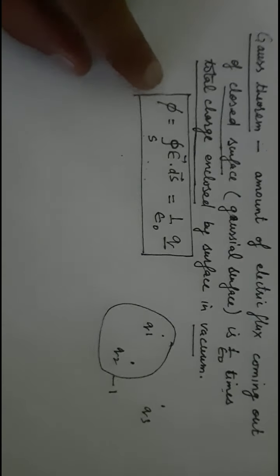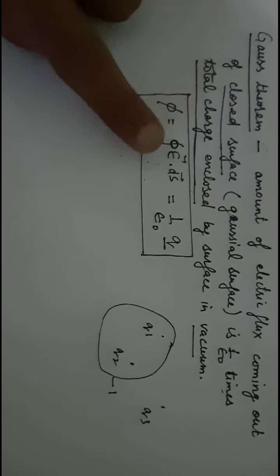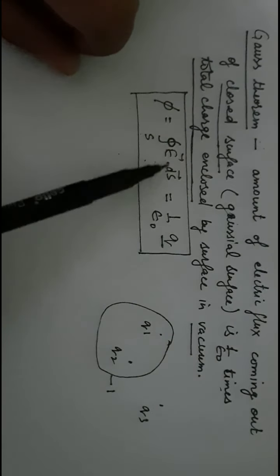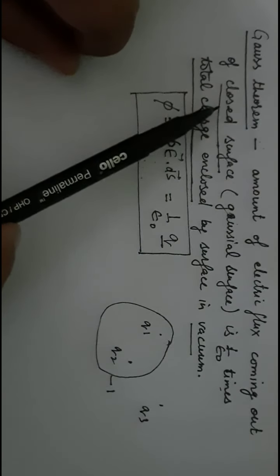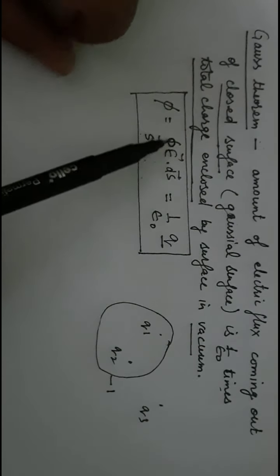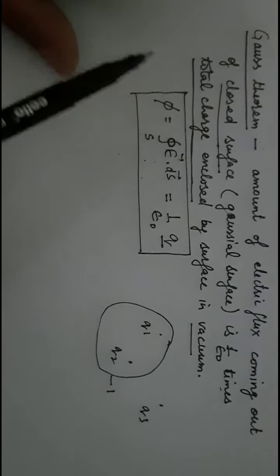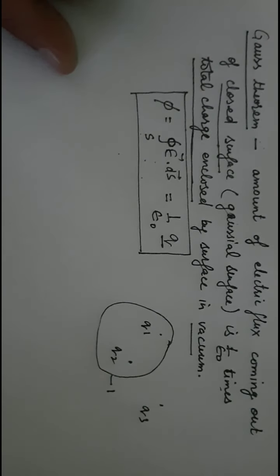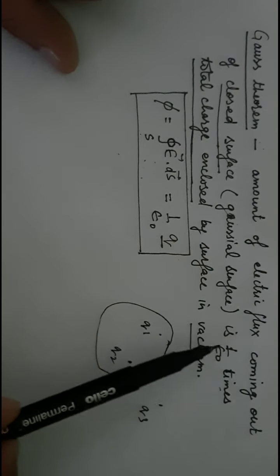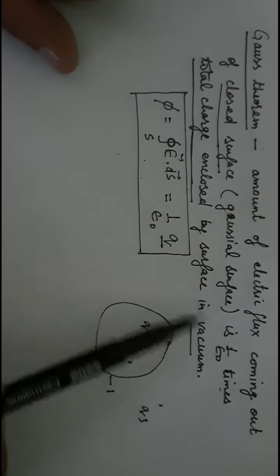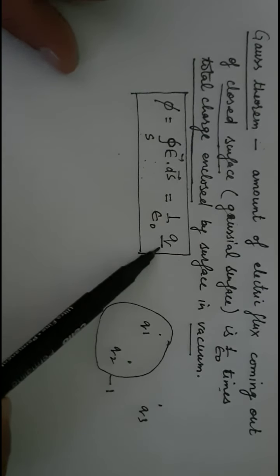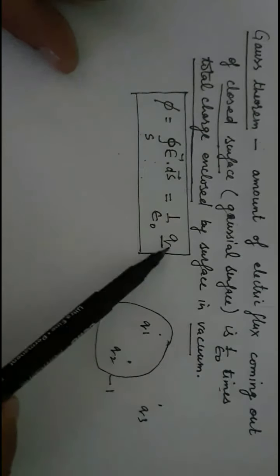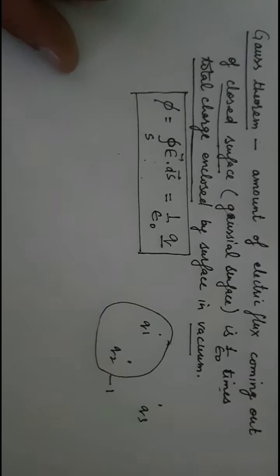Mathematically, I can write: we know that flux is represented by E dot ds, so E dot ds, surface integral. Since the surface is a closed one, to represent the closed surface I am encircling this integral sign. This is equal to 1 by epsilon naught times the total charge enclosed by the surface. The total charge I took as Q, so it is Q by epsilon naught.